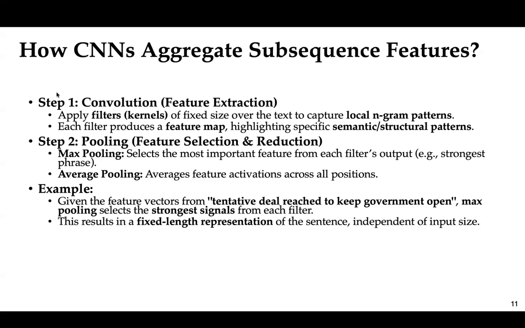Okay. Step two, you do some pooling. You have a large feature map, and the pooling will reduce it to get the significant features among them. So select the most important features from each filter output. For example, it could be the maximal one, that is maybe the strongest. Could be the mean, taking the aggregate of them. You can do average pooling, averaging the feature activations across all positions. Given the feature vector from "tentative deal reached" and so on, max pooling selects the strongest signal from each filter for the sentiment.